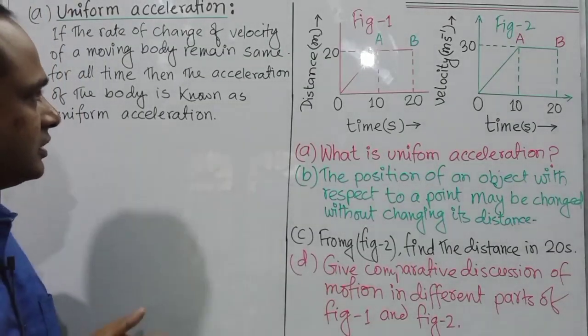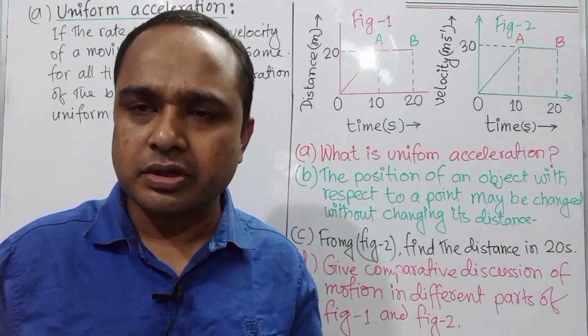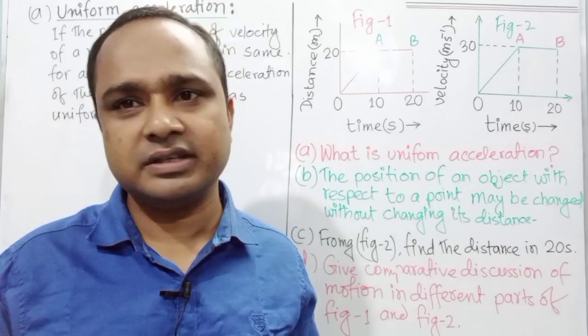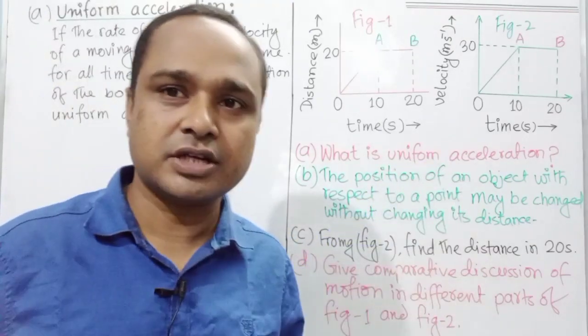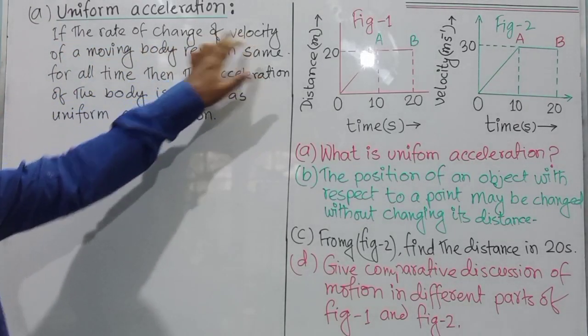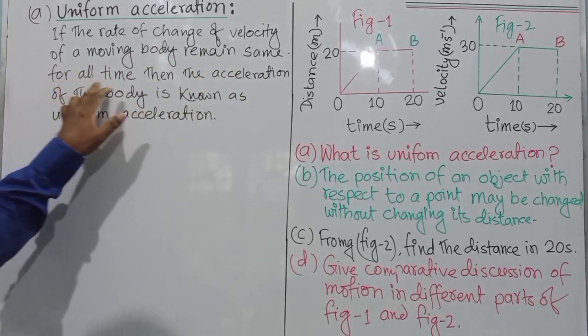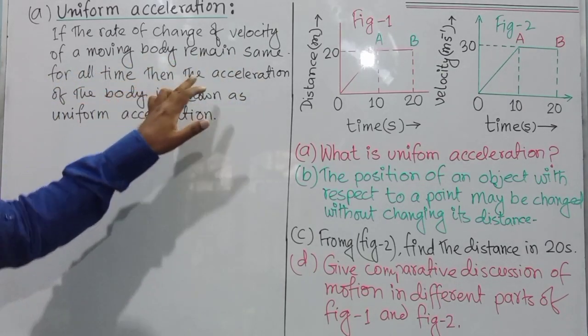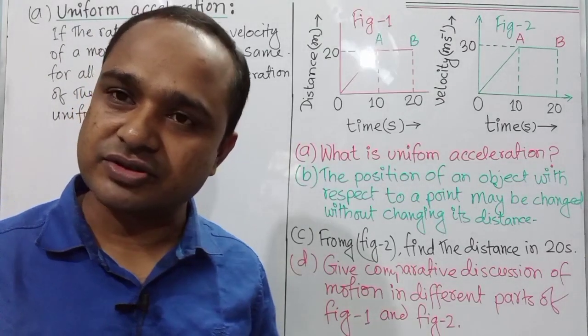Okay, dear students, we know what acceleration is. The rate of change of velocity is known as acceleration, but in case of uniform acceleration we have to say that if the rate of change of velocity of a moving body remains the same for all time, then the acceleration of the body is known as uniform acceleration. Right?